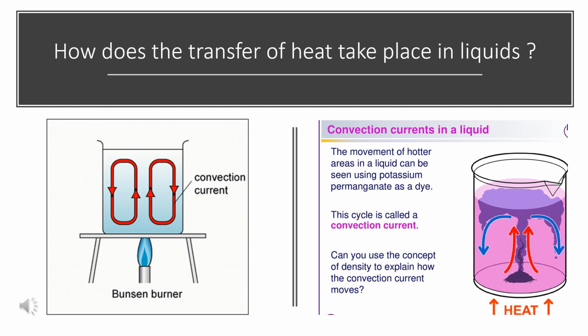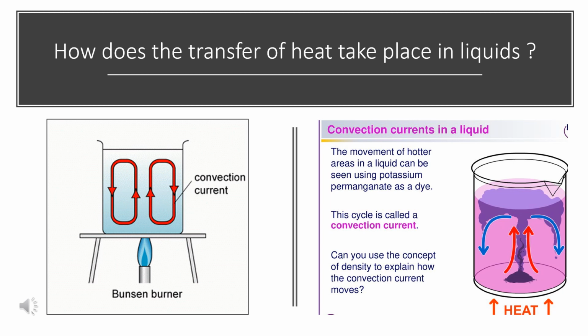This potassium permanganate has a bright purple pinkish color. As it started getting heated up, it moved in a cyclic pattern, which showed that the hotter molecules move upwards and the colder ones come down, and the process goes on. Finally you had this colorful cyclic pattern shown in the beaker. So this cycle is called convection current. The movement of hotter areas in a liquid can be seen using potassium permanganate dye, and this cycle is convection current.